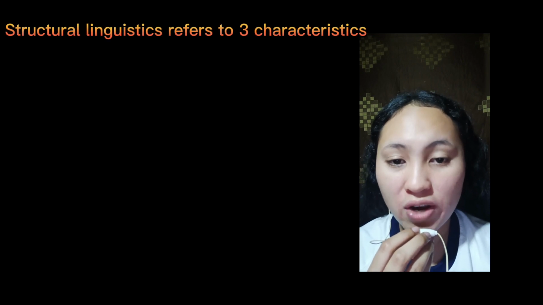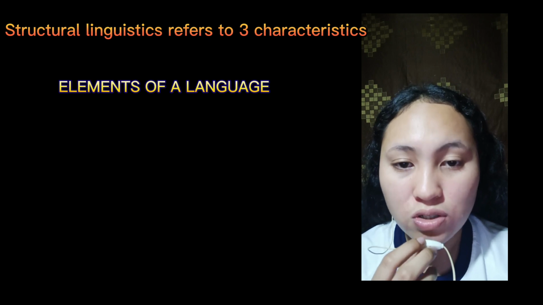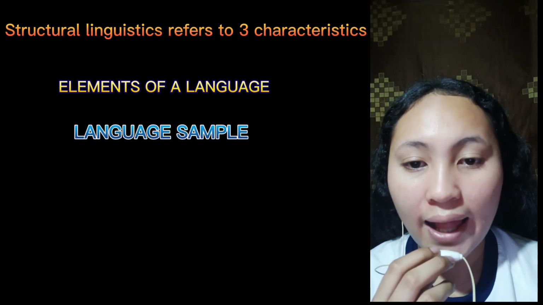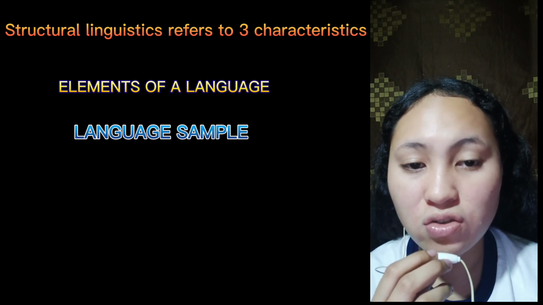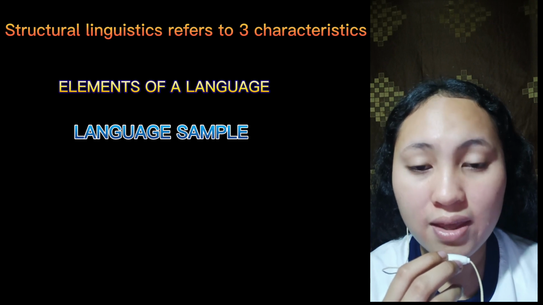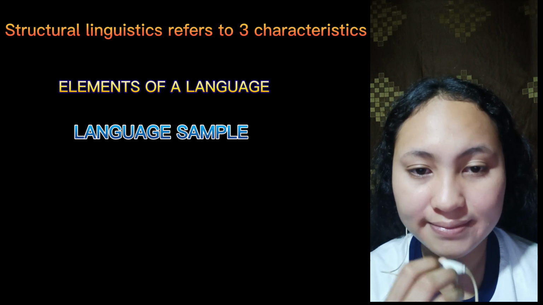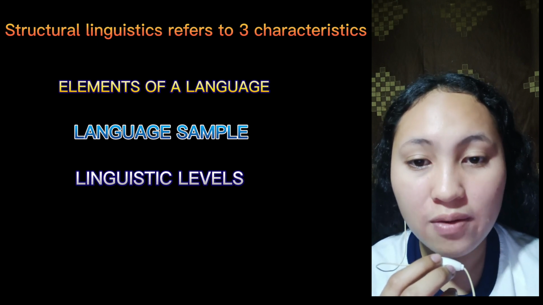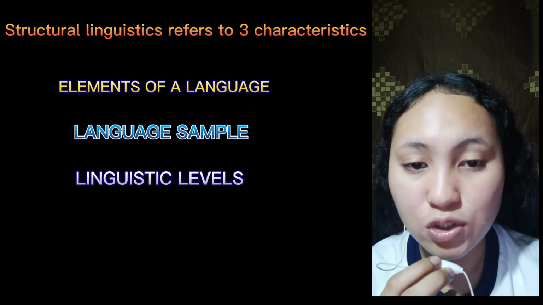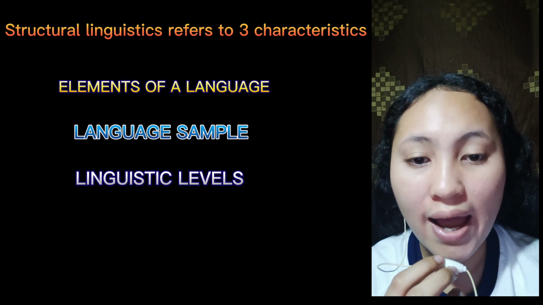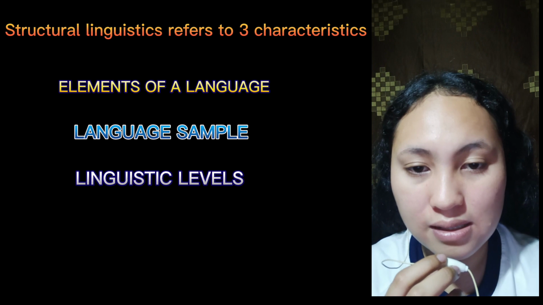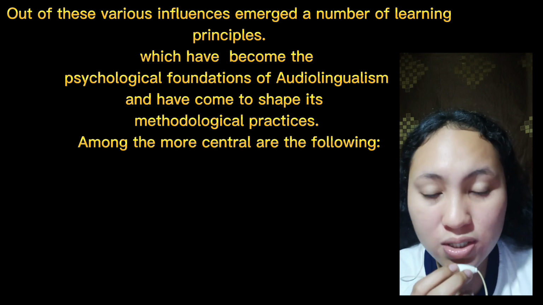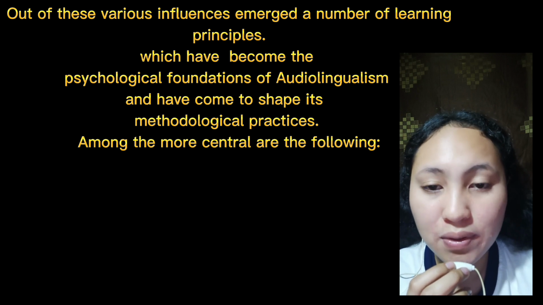Structural refers to three characteristics. First, elements in a language are thought of as being linearly produced in a rule-governed, structured way. Second, language samples can be exhaustively described at any structural level of description, which are phonetic, phonemic, morphological, and others. Third, linguistic levels are thought of as systems within systems, that is, as being pyramidally structured. Phonemic systems lead to morphemic systems, and these in turn lead to the higher-level systems of phrases, clauses, and sentences. Out of these various influences emerge a number of learning principles, which have become the psychological foundations of audiolingualism and have come to shape its methodological practices.